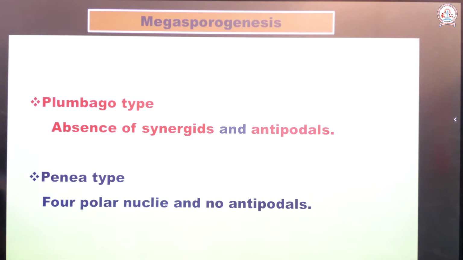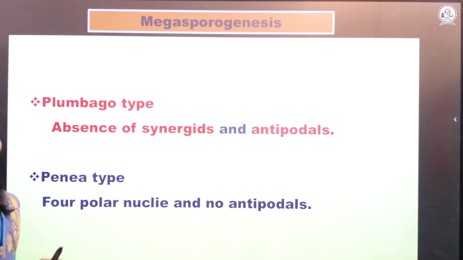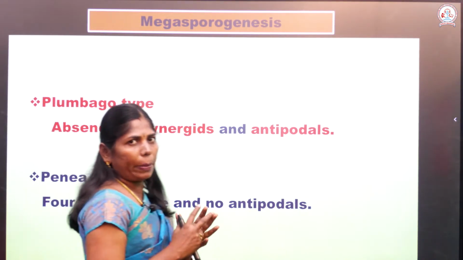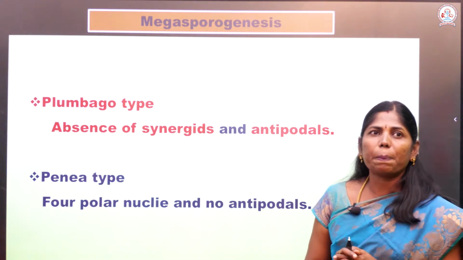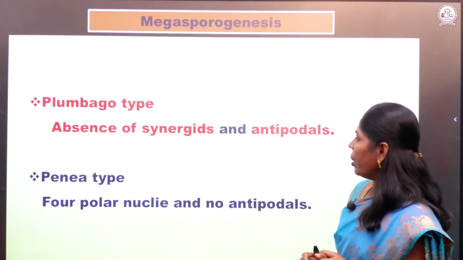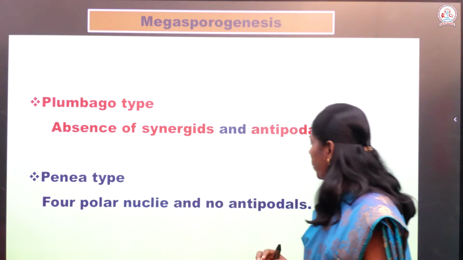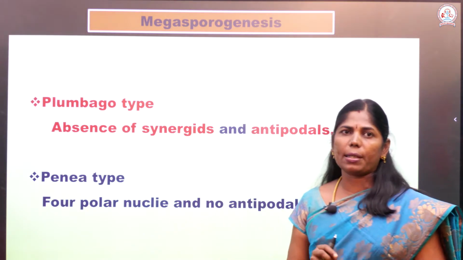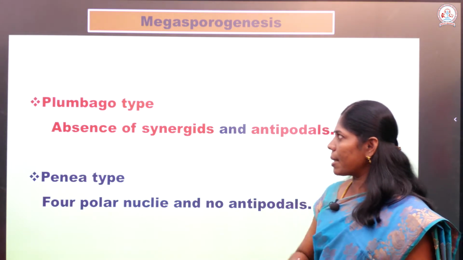Next one is the Plumbago type. There is an absence of synergids in this type. Actually synergids and antipodals are present in the polygonum type, but here the synergids and the antipodals are absent in the Plumbago type. Next, the Penaea type: the characteristics are 4 polar nuclei and no antipodals. Actually how many polar nuclei are present here? 4 polar nuclei are present and there are no antipodals.